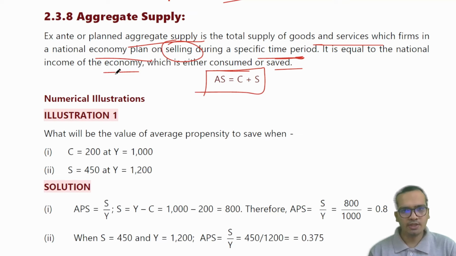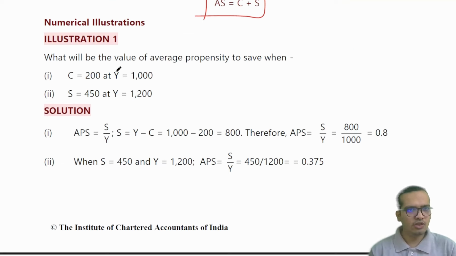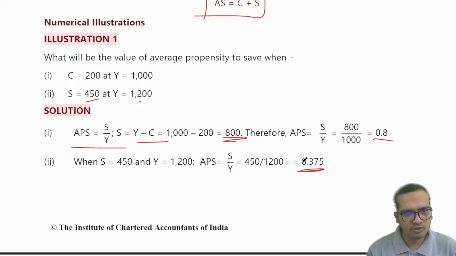Then we have some numeric examples. I will just go through them in a fast manner. First, what will be the value of APS when C equals 200 and Y equals 1000? Similarly, S equals 450 and Y equals 200. So we will just be putting it in the formula. APS is equal to S by Y. S is equal to Y minus C. So it will be 800, and APS will be 0.8. Similarly, in the second case it will be 0.75.